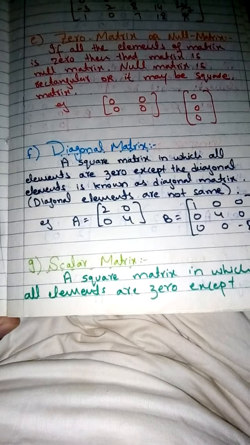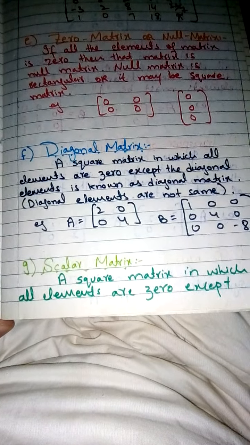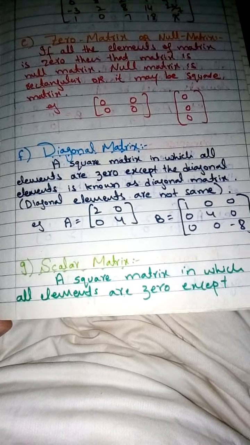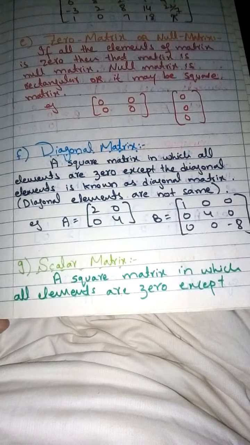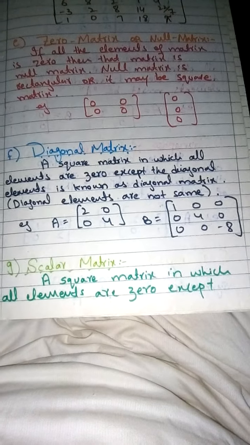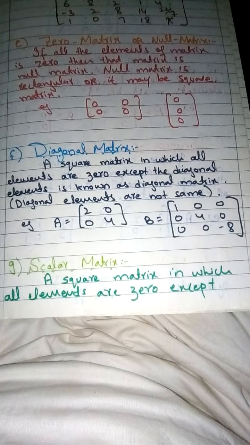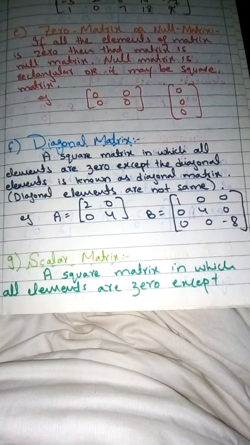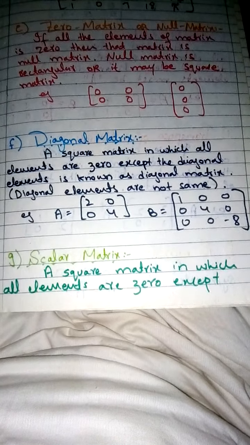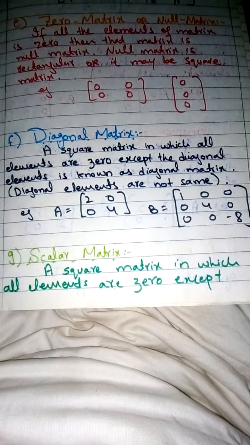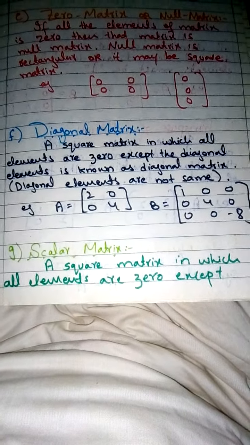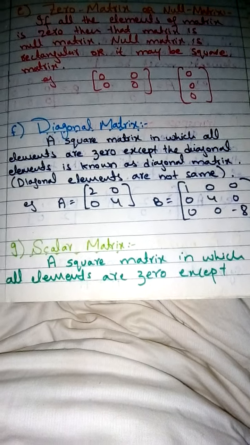Today our lecture is lecture number 4 and we have to discuss some topics of types of matrices. We have discussed some topics in the previous lecture and in this lecture I will discuss further. So the first type for today is the diagonal matrix. So what is a diagonal matrix?